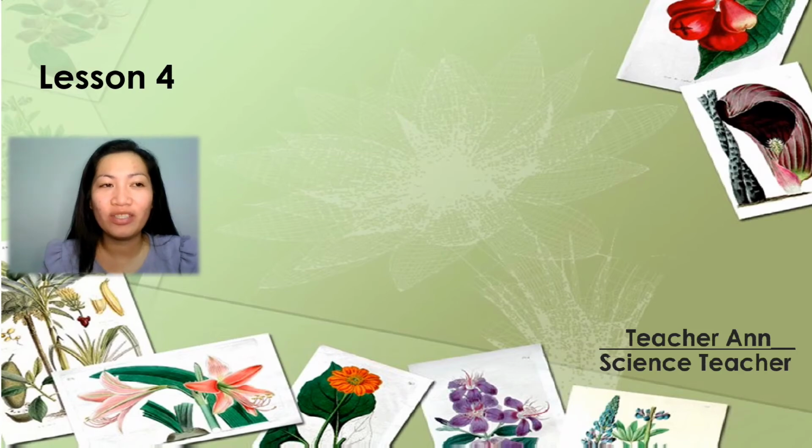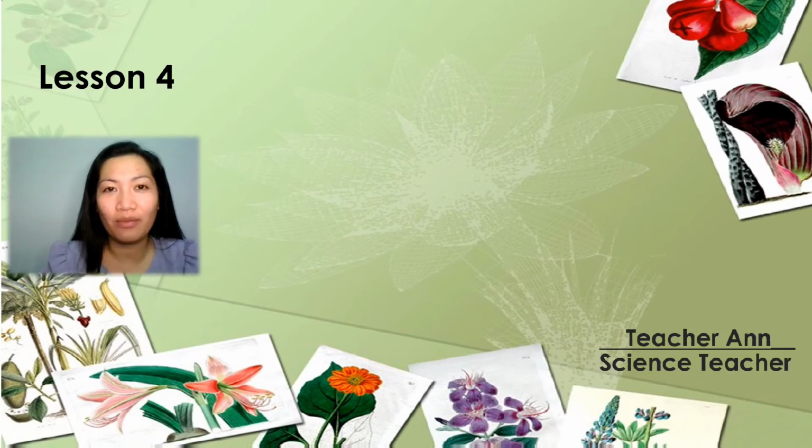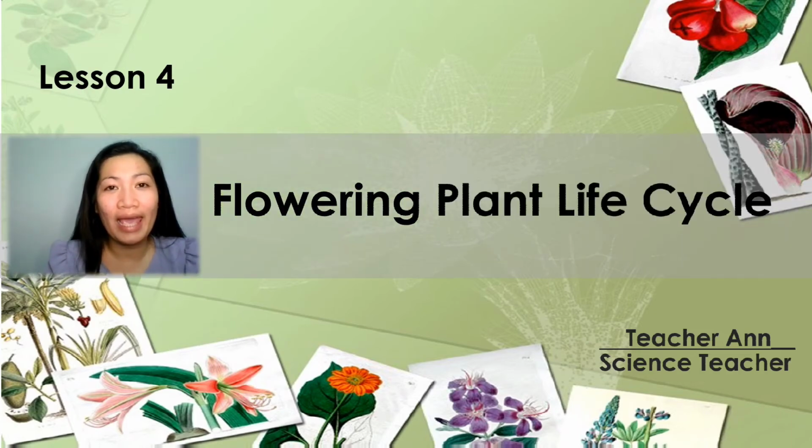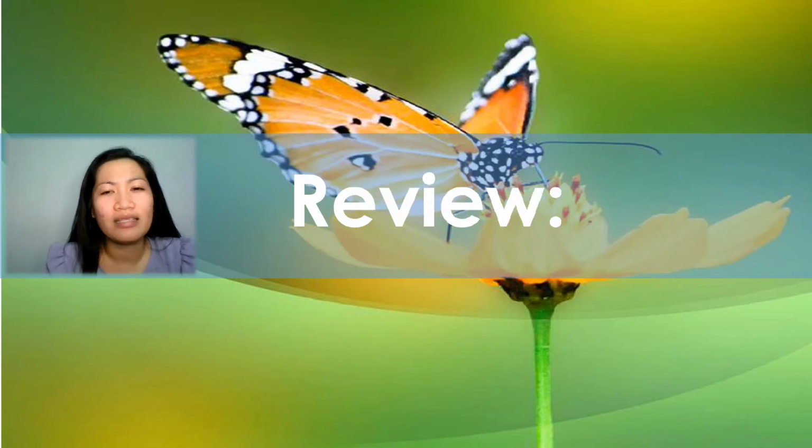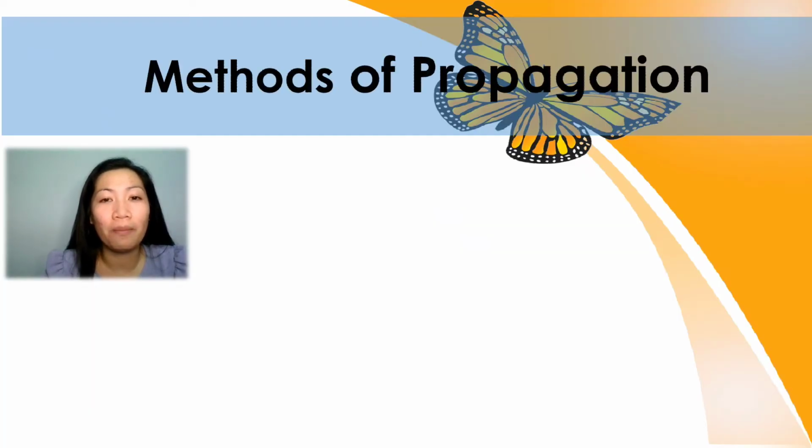It's me again, your teacher for science, Teacher N, and we are now in unit number 2, lesson number 4. And we will be talking about the flowering plant life cycle. Again, flowering plant life cycle. But before going there, let's review first our last topic. Last time we talked about the methods of propagation.